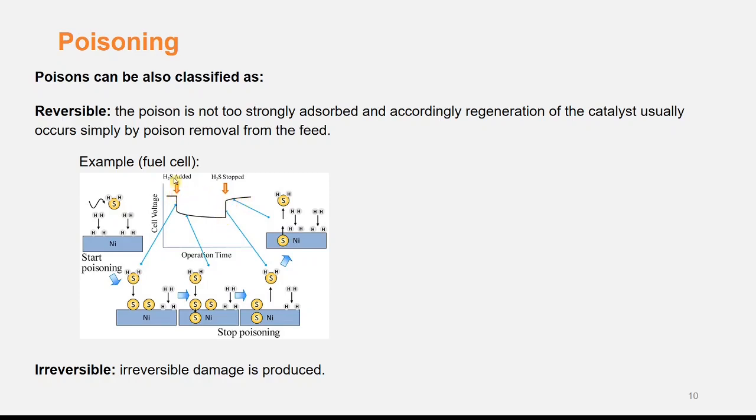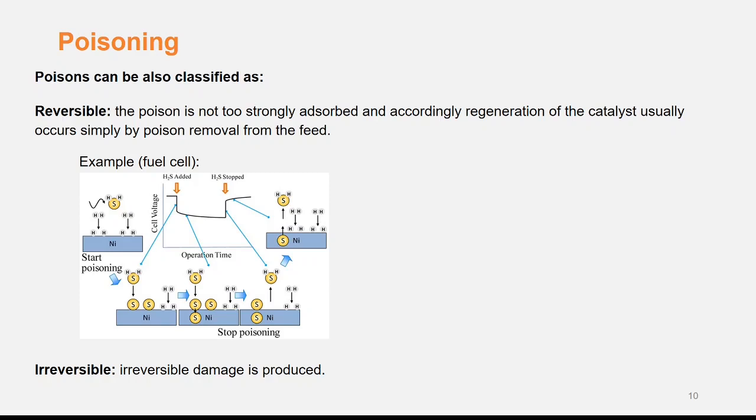Again, when hydrogen sulfide is present in the feed, the voltage drops. So the catalyst has become less active, so fewer hydrogen reactions are taking place. And then as soon as the hydrogen sulfide is removed from the feed, the cell voltage returns to normal. In this case, it is enough to just remove the impurity from the feed. But in other cases, you may have to stop operation and flush the adsorbed poisons out with an inert gas.